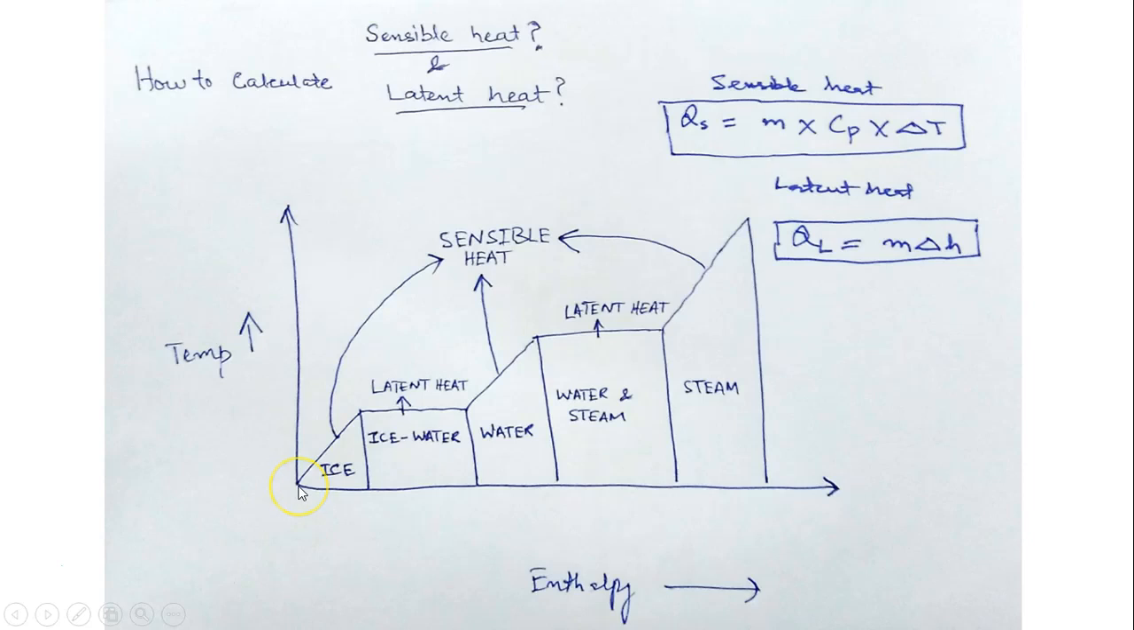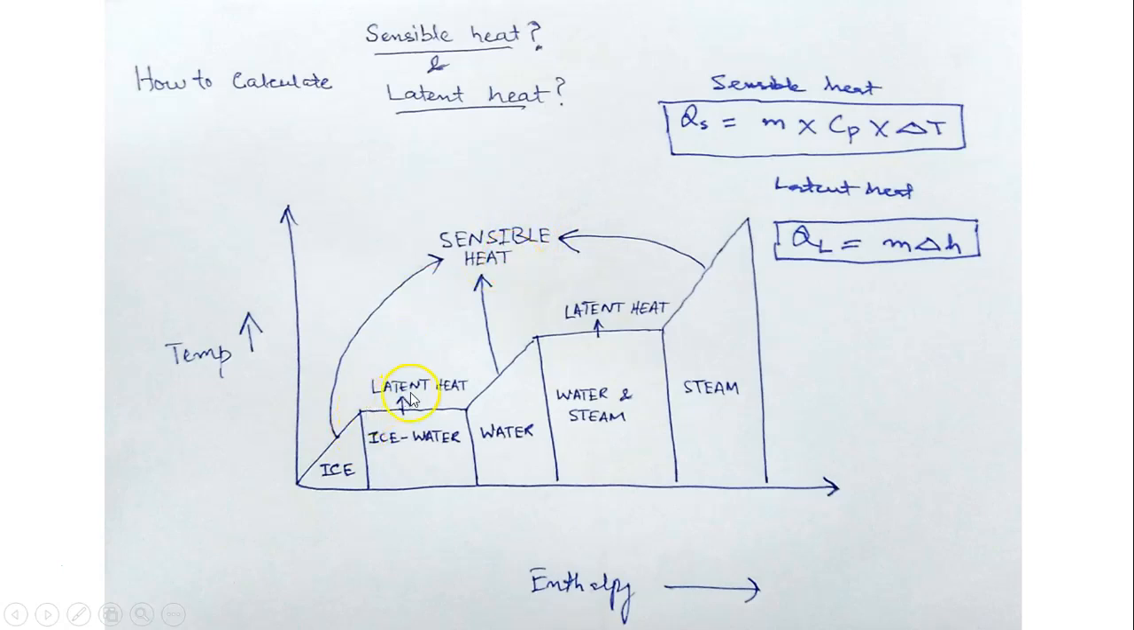When heat is supplied to water, its temperature increases. Or when we remove heat from water, the temperature decreases. When there is an increase in temperature of water or any other substance, that heat represents sensible heat.